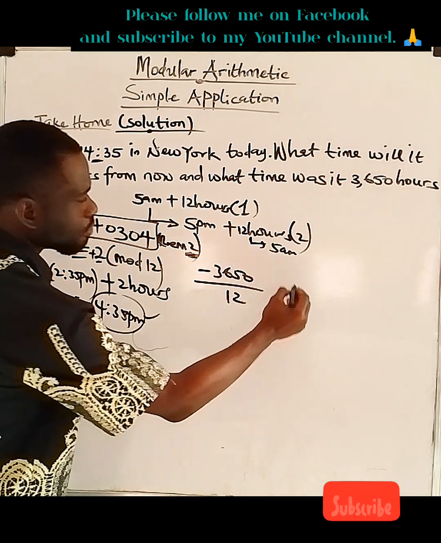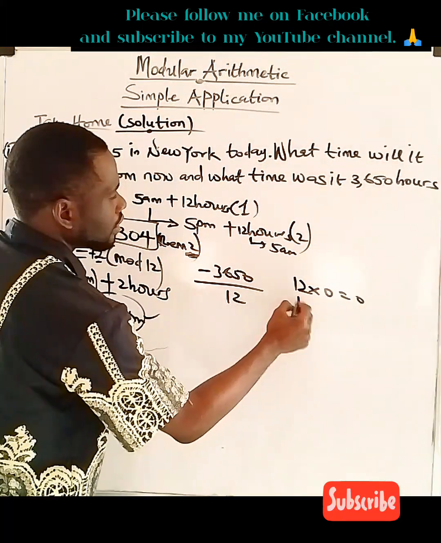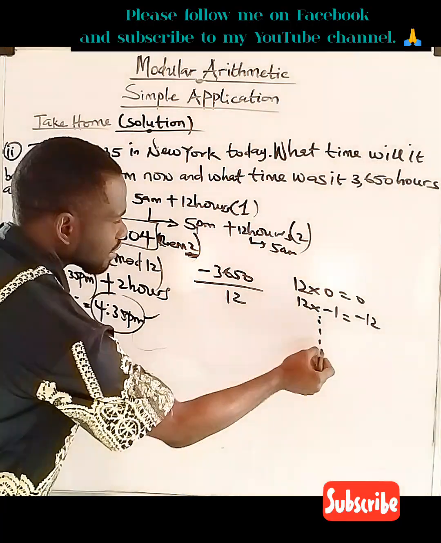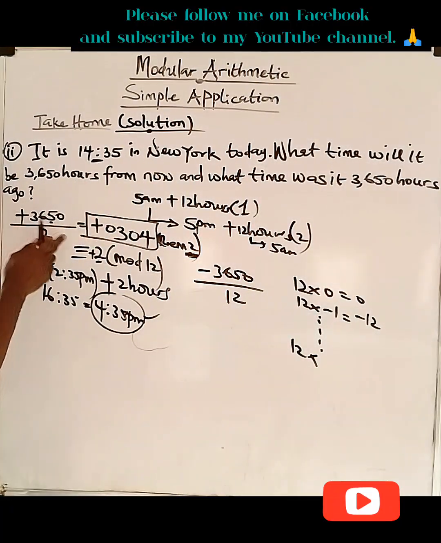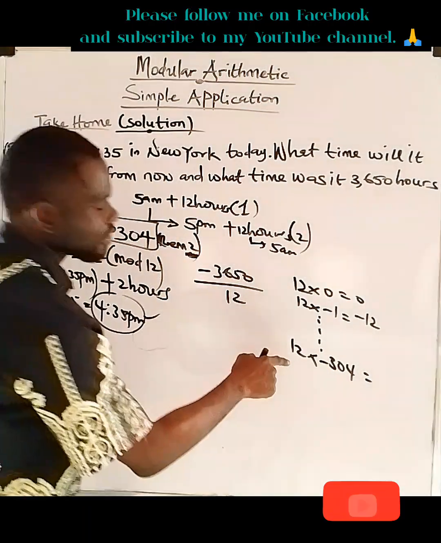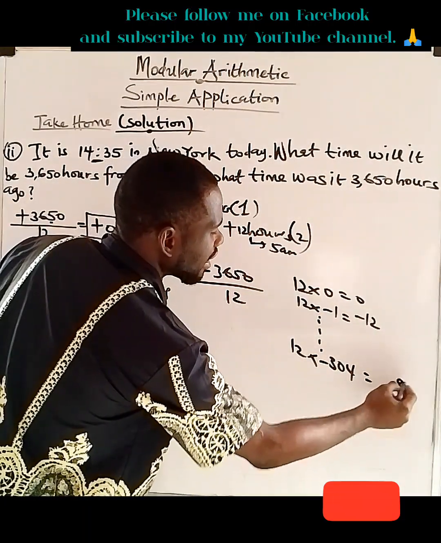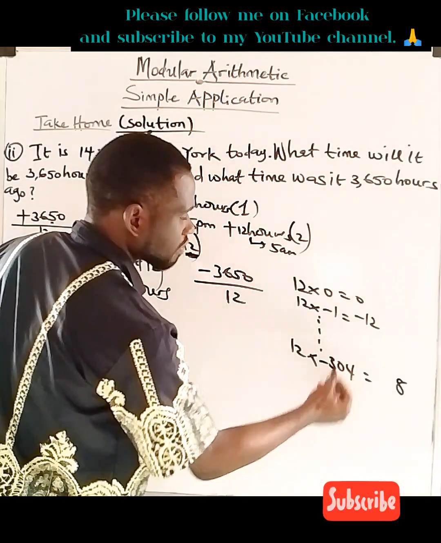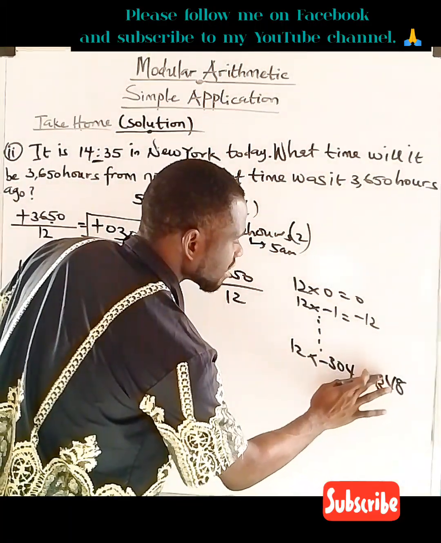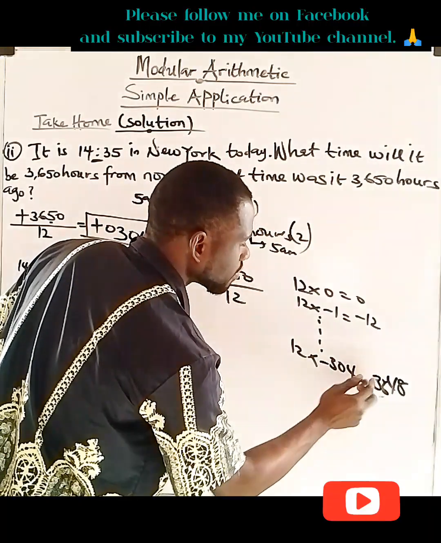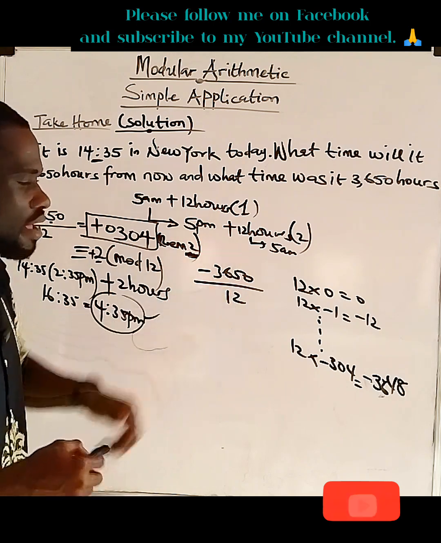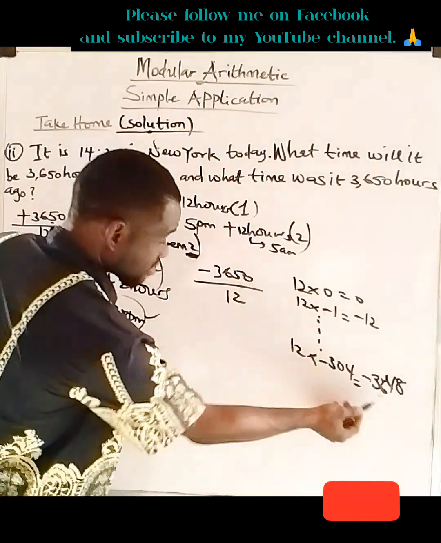So quickly, we're going to create a table. 12 times 0 is 0, and 12 times minus 1 is minus 12. I'm going to go down like this. 12 times, what we have here, minus 304. What are we going to get? 12 times 4 is 48. Remember 4. 12 times 0 is 0 plus 4, 4. 12 times 3 is 36. So we have minus 3648. What are we looking for? 3650. This is still bigger than this.